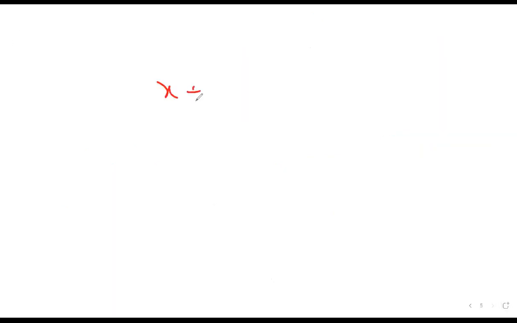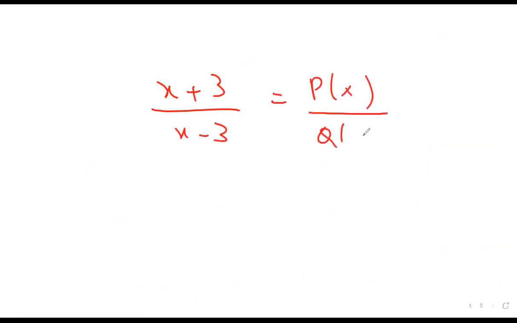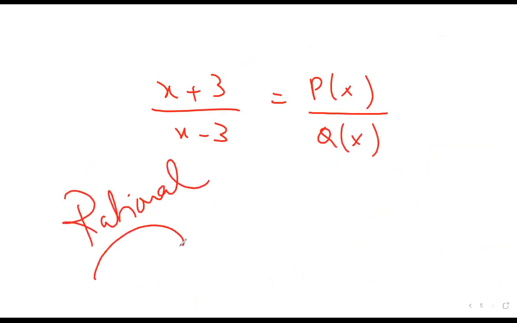The remaining one is x + 3 in the numerator and the denominator is x - 3. So yes, it's a polynomial. It's also a polynomial. Yes, it's a rational function. Rational expressions are those which have polynomials in the numerator and denominator, right? So yes, it's a rational function, a rational expression.